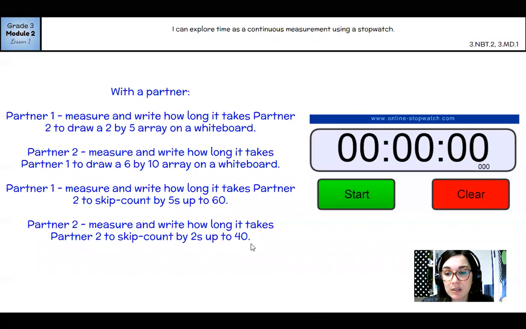So maybe you can do this with your brother or sister if you're at home, or mom or dad. One of you can be partner 1, one of you can be partner 2, and you can go to this website, or you could just use a cell phone stopwatch. They're both going to measure time the same way. They're both going to measure seconds.